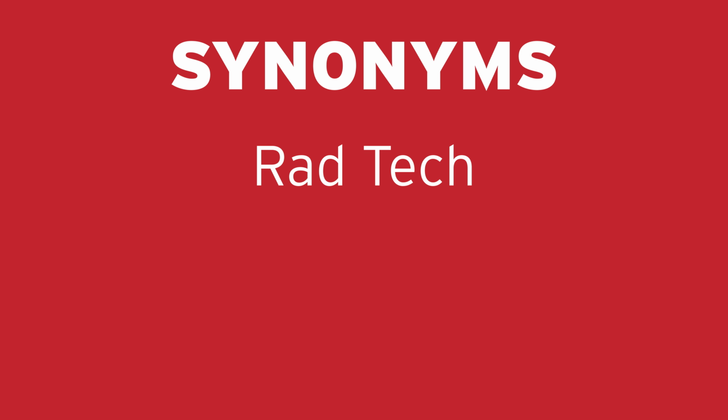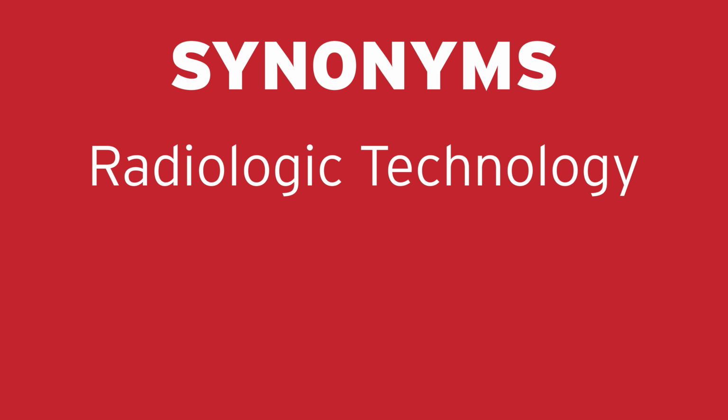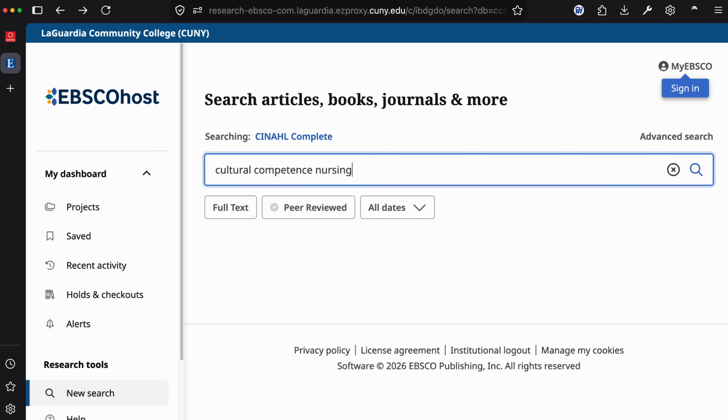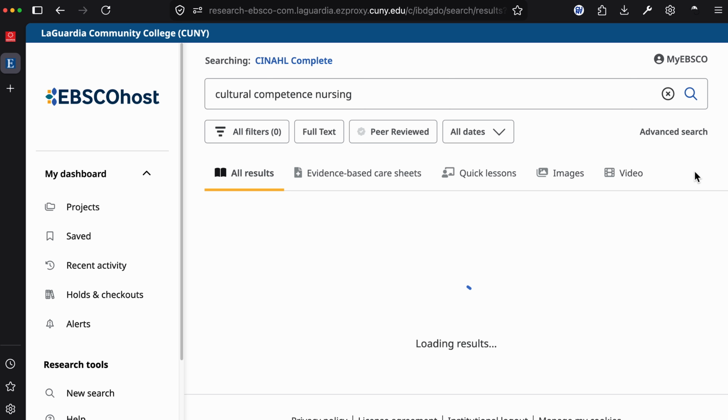You should also think of synonyms when selecting keywords for your search, because researchers may use different words to refer to the concepts you're studying. For example, if you're a rad tech major, you would want to use the full name of the profession, radiologic technology, or similar terms like medical imaging and X-ray technician. Once you've selected your keywords, enter them into the search box and click Search.